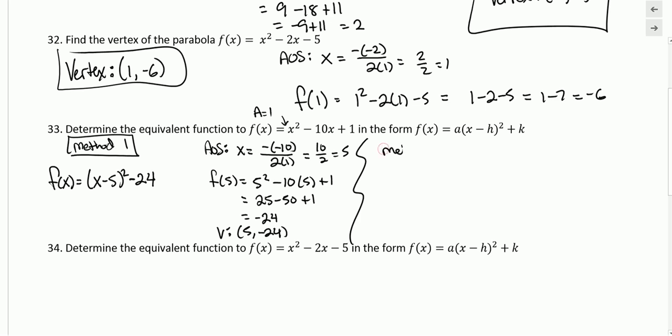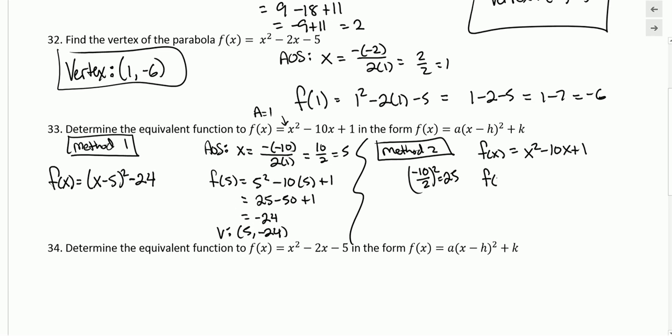Method 2 is you can use completing the square to help you get into this form. Here's how. Start with the standard form. Complete the square by taking negative 10, cut it in half and square it, and we get 25. So if we have a positive 25, then we create a perfect square.